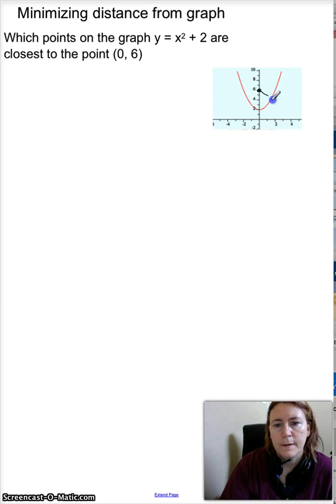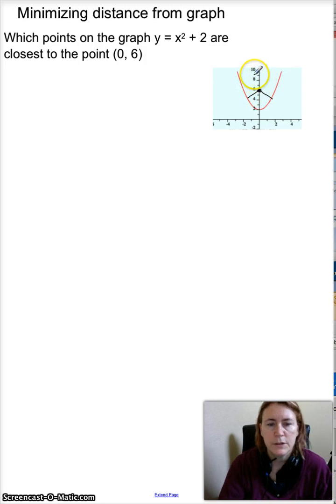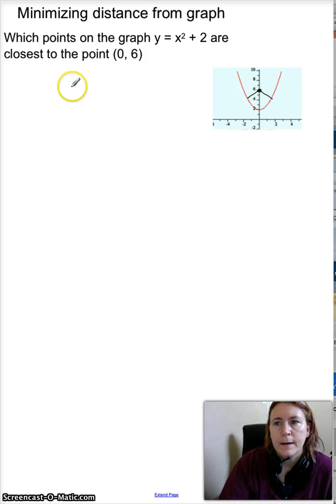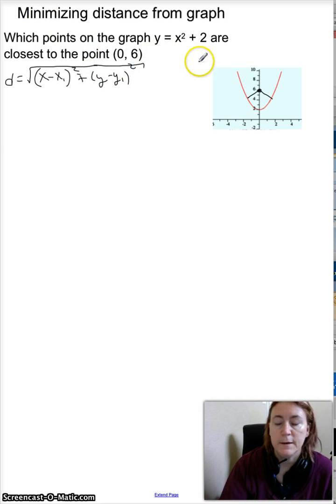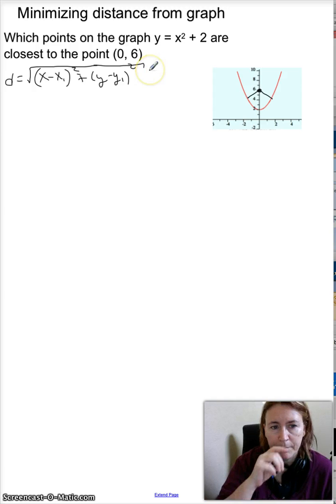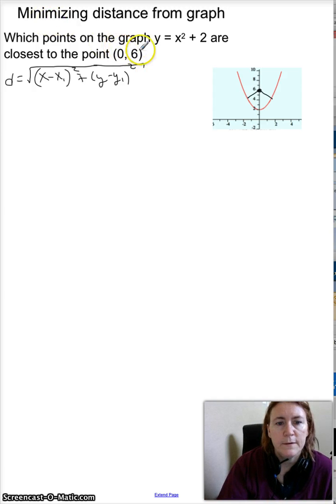Now, it's not entirely obvious what angle that should be at. Should it be horizontal or should it go up? You remember your distance formula. The distance from this curve is going to be the square root of x minus your x1 value, whatever value you're given, squared plus y minus y1 squared. This is your primary equation on minimizing distance from a graph. Now, what is my x1 and y1? Well, that's 0 and 6.